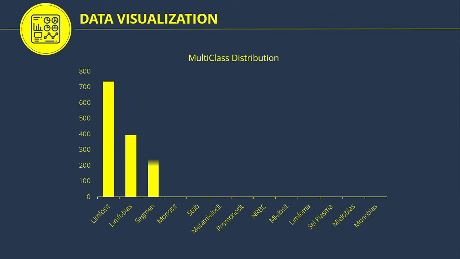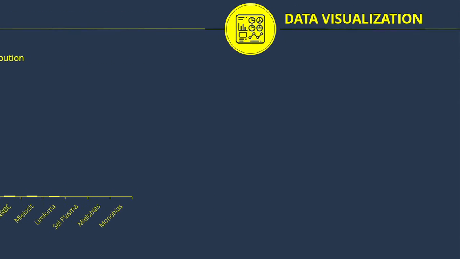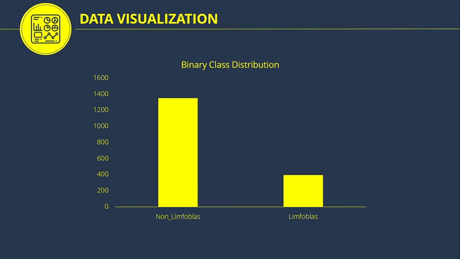Next, before we do feature engineering, we need to know the visualization of the distribution of the data. First, we want to know the distribution of the class. This data consists of multi-class labels, but our focus is just to classify the lymphoblast or cancer cell and the healthy cell, the other cells. So we convert the data into binary class, non-lymphoblast and lymphoblast cell, and we can also see that the class is imbalanced.